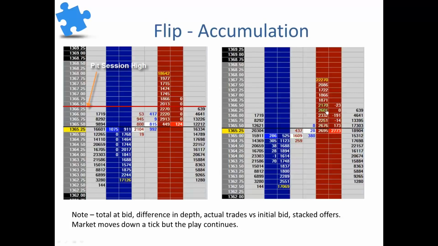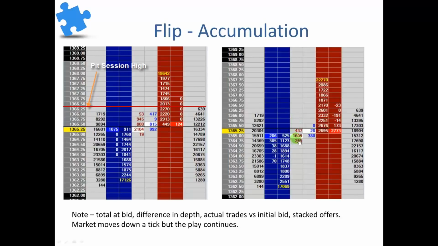And again, look at the offers: 2,600, 2,200. Look at the bids: 1,600, 1,800. Okay, so yeah, it's moving down. I've got really ridiculous offers following the market down. Yeah, looks like it's going to go down.